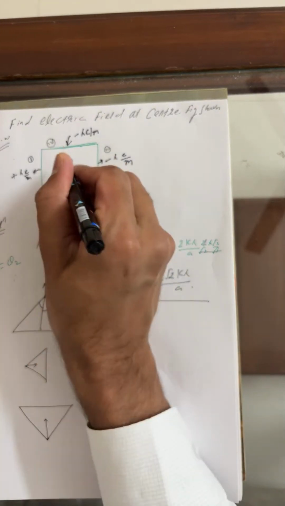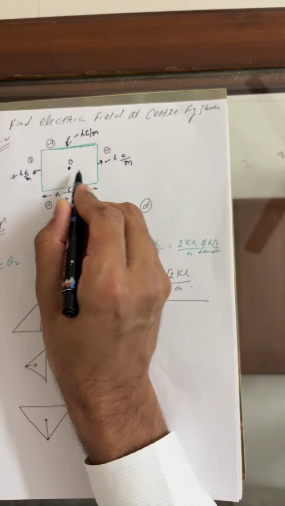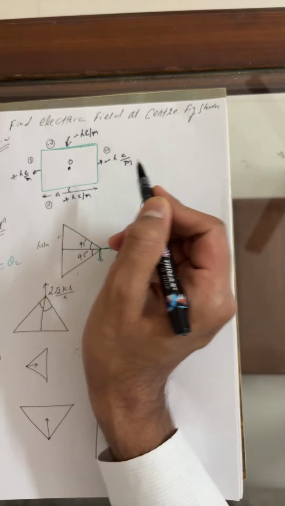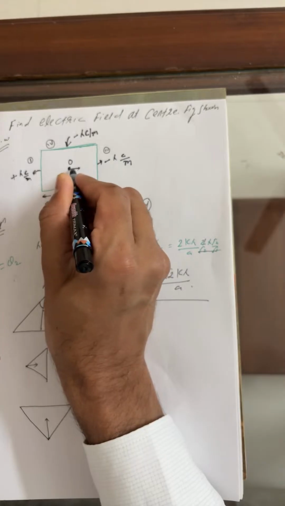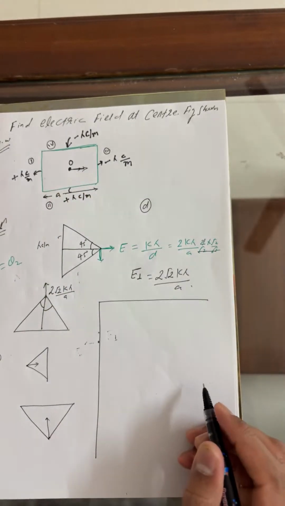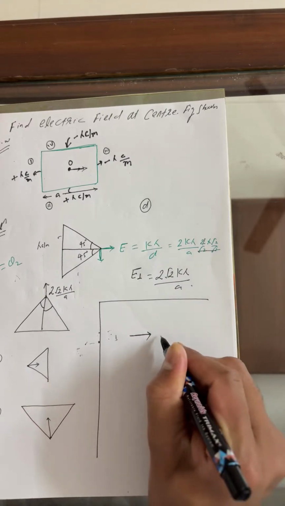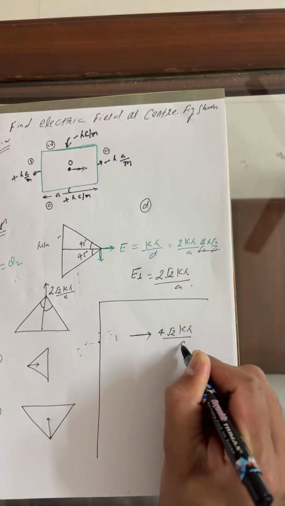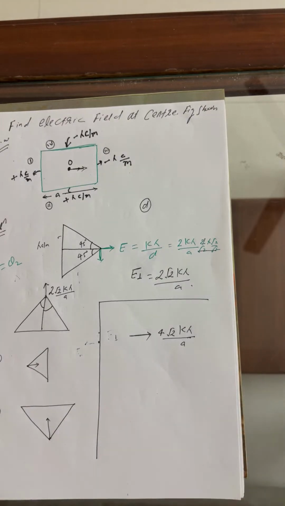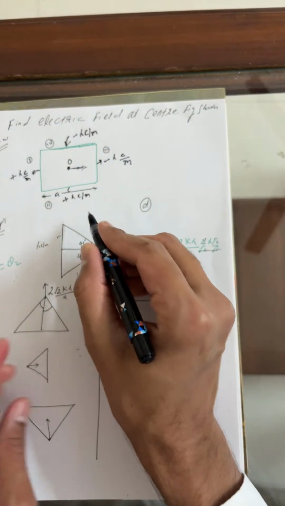For this rod, what did you get? 2 root 2 k lambda by a. This rod also goes in the same direction, because this is negative. This one also is in the same direction here. So what we can see is they add. In the horizontal direction you can write 4 root 2 k lambda by a. 4 root 2 k lambda by a, same thing.